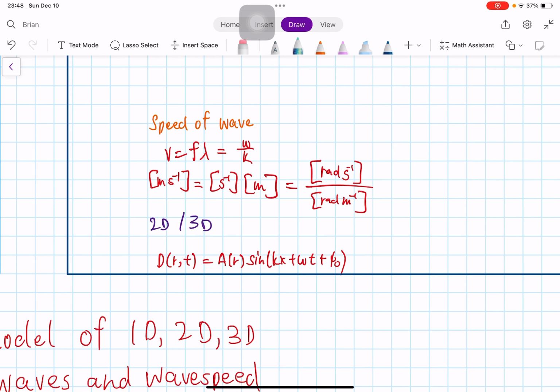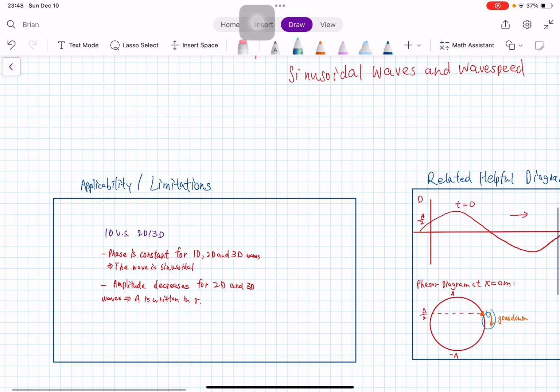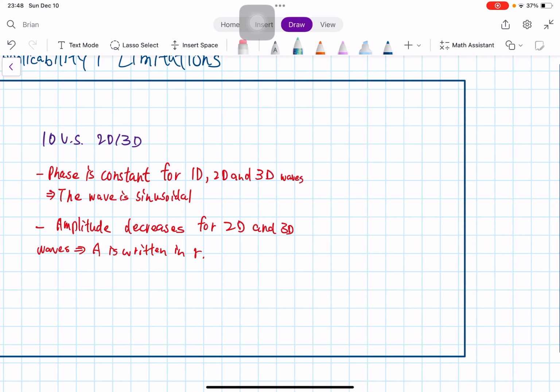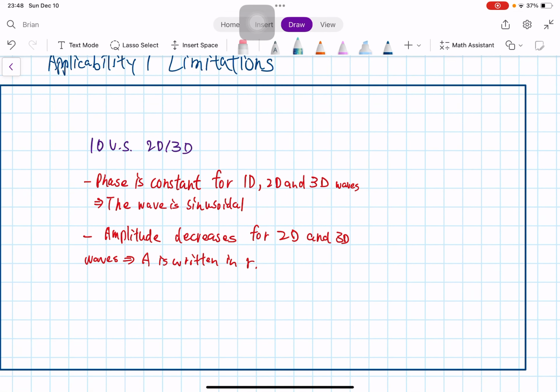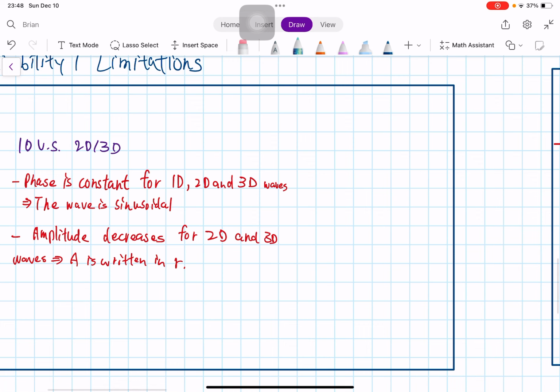And in 2D and 3D, it is essentially the same, except this time the amplitude is given in terms of the position of the particle, because this is the limitation and applicability: for 1D, the amplitude is constant. For 1D, 2D, and 3D waves, the wave is sinusoidal, but when it is in 2D and 3D, the amplitude decreases as the wave moves forward, or as the position of the particle is further. That's why A is written in terms of r, because as r gets larger and larger, then A should be smaller and smaller.